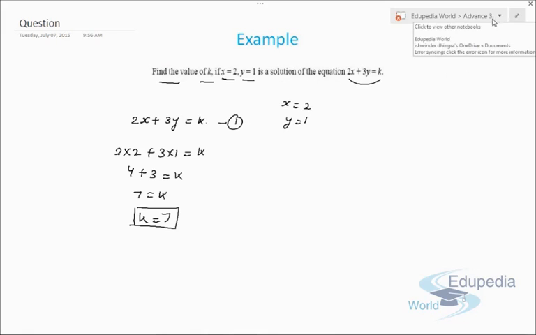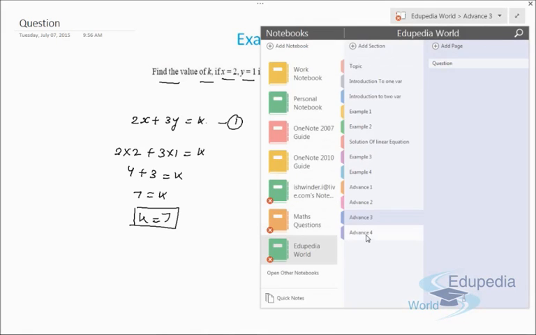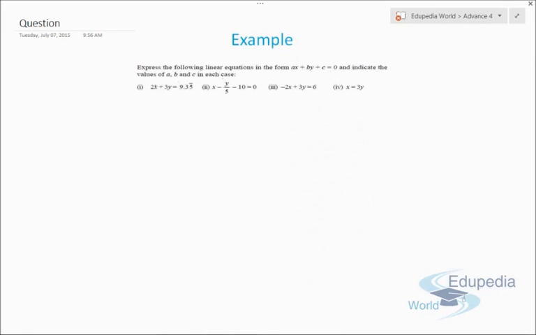So let's move on to the last question of the video, question number 4. Now question number 4 says that we have to express the following linear equation in the form of ax + by + c and indicate the values of a, b and c in each of the cases. Means we have to represent each and every equation in the form of ax + by + c, and we need to find the values of a, b and c. So let's see how we can do this.